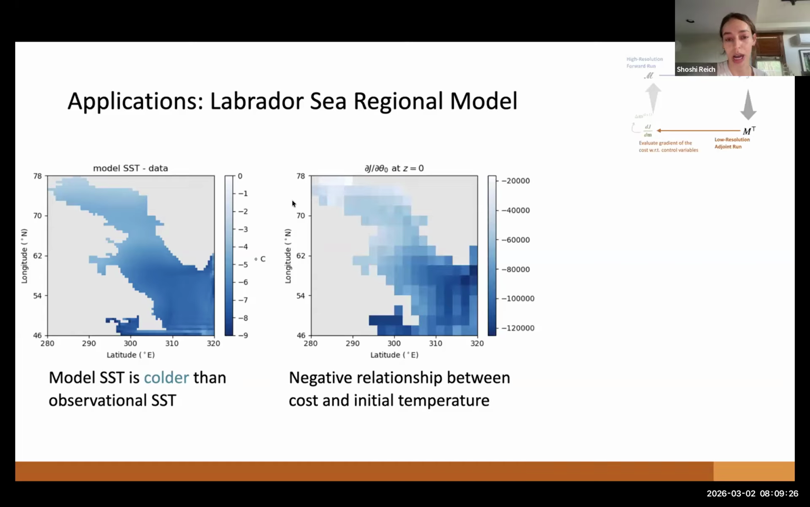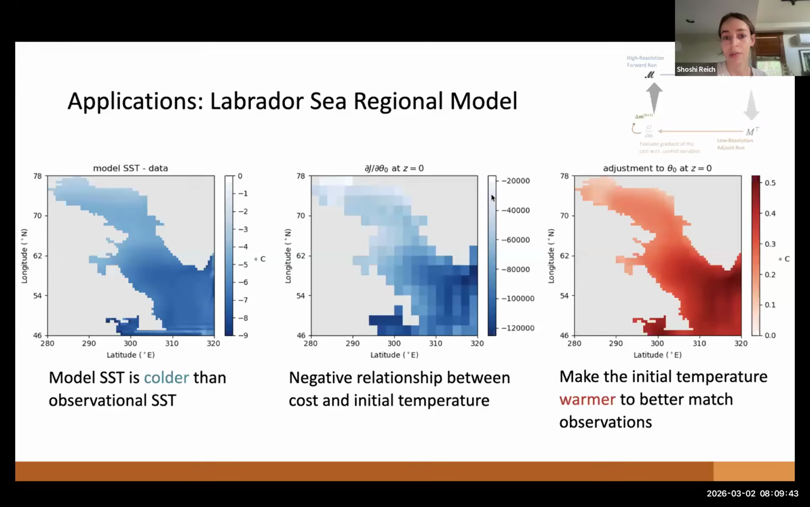We use this cost to drive our adjoint on the coarser grid. And so here we're looking at the gradient of our cost with respect to initial SST. And we see this negative relationship everywhere. To decrease our cost, we need to increase our initial condition. We get adjustments from this gradient, interpolate them back to the high resolution grid, and we see it's positive everywhere. We want to increase our initial condition, make our model temperature warmer to better match the observations.